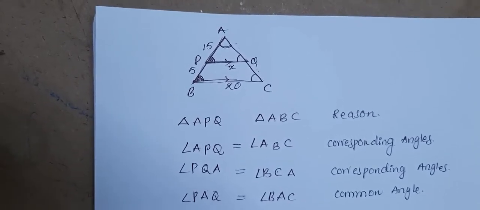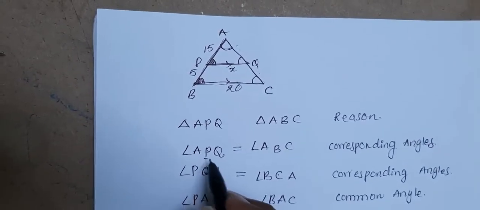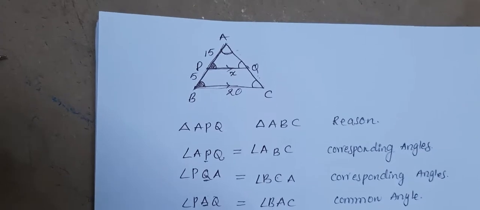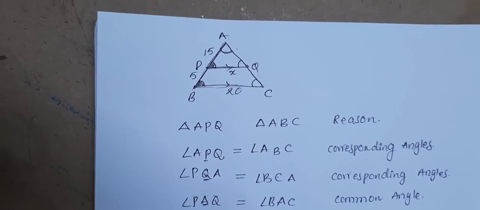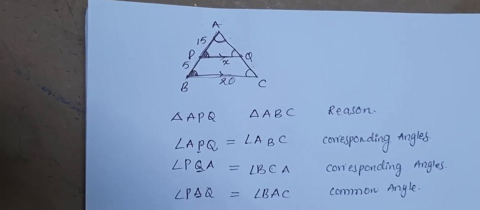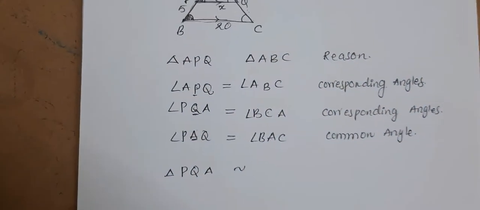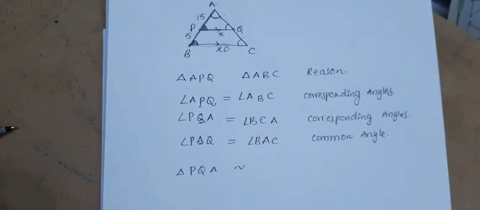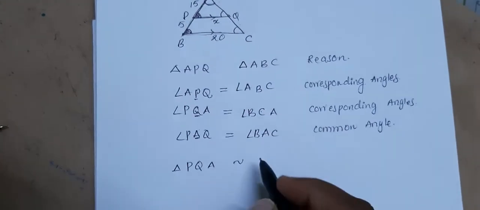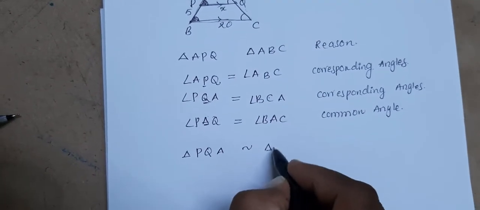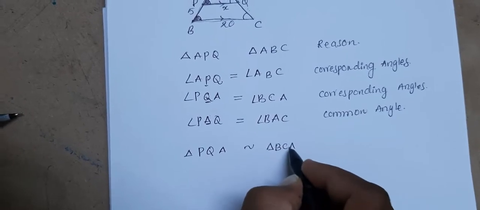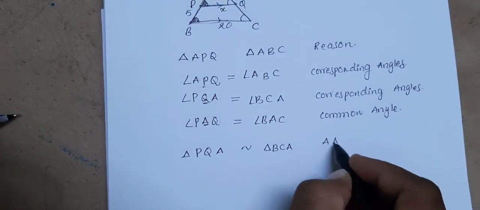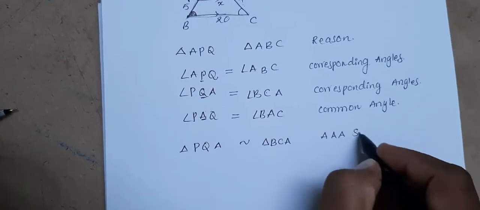While writing the triangles, we must take the middle letters. I said already, triangle PQA is similar to triangle BCA, by angle similarity.